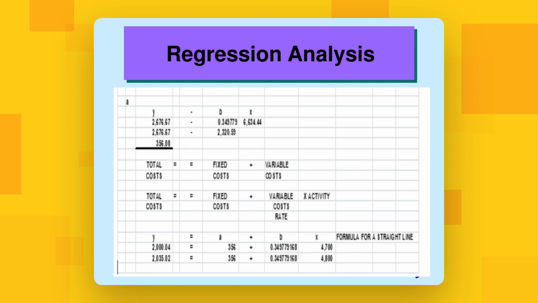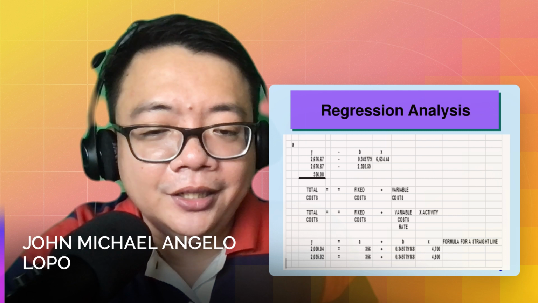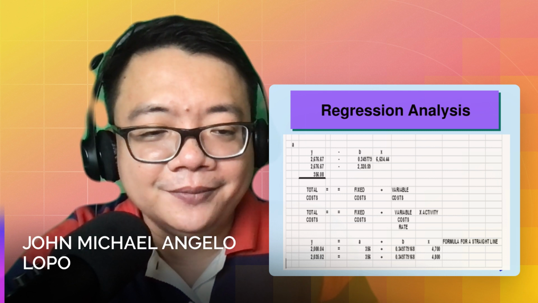Ayan. So how do we compute naman in terms for example, you have 4,700 as your volume. So for 4,700, just multiply it by 0.34 and you add the 356. All in all, magkano yung ating cost as total cost? 2,035.0. So that's your regression analysis.